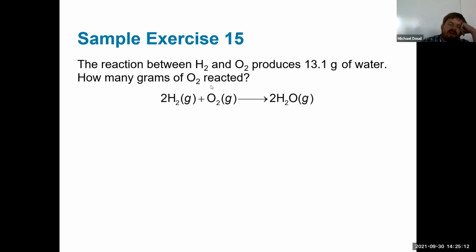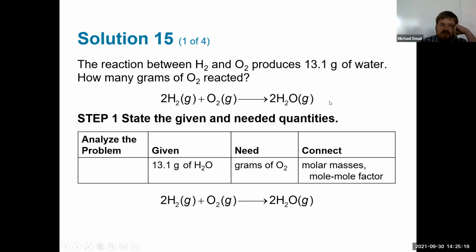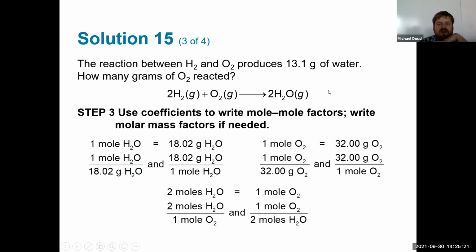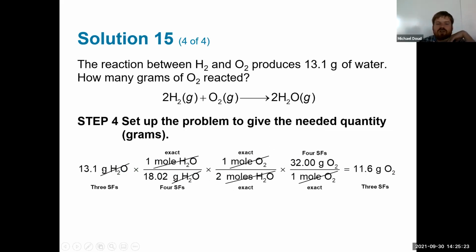And then 1 mole of oxygen, we can convert it to grams using 32.00 grams per mole. So let's go ahead and look at our answer here. It's 13.1 grams of water times 1 mole of water per 18.02 grams of water. And then our mole factor is 1 mole of oxygen per 2 moles of water. And then finally, we have 32.00 grams of oxygen per 1 mole of oxygen, giving us our final answer of 11.6 grams of oxygen.